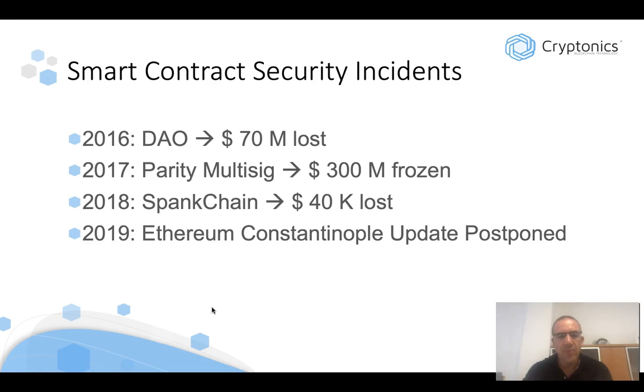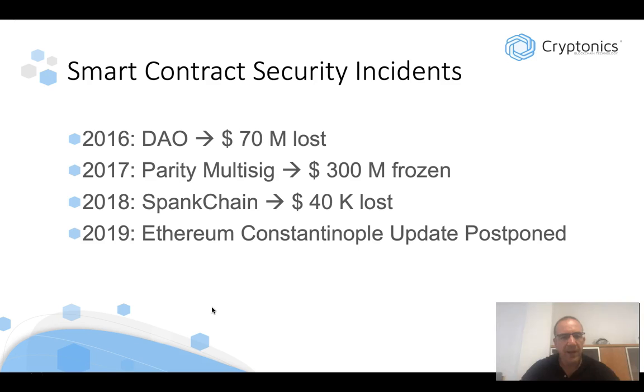The companies that own them just can't get to them. It's significant because Parity is one of the big players in the Ethereum ecosystem. And that code was given out as open source, and people used it because it was from Parity, one big company that supposedly knew what they were doing, and then it turned out to be not that secure.